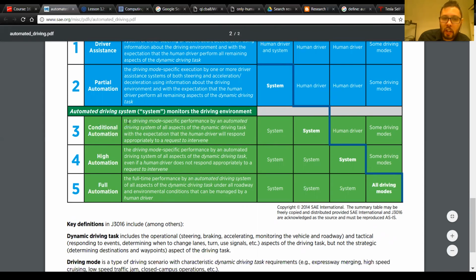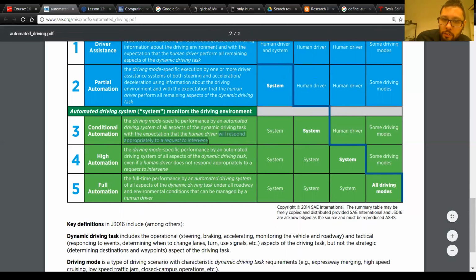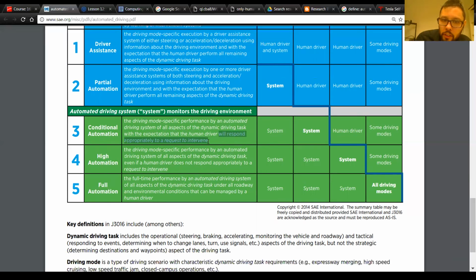Conditional automation is where the machine is mostly in charge, but the human being might have to intervene in certain places. In particular, this one asks the human every once in a while if they'll intervene. The next level of automation is where the human has to make a positive act. So the system doesn't ask for the human, but the human has to actually directly intervene in order to change the task.